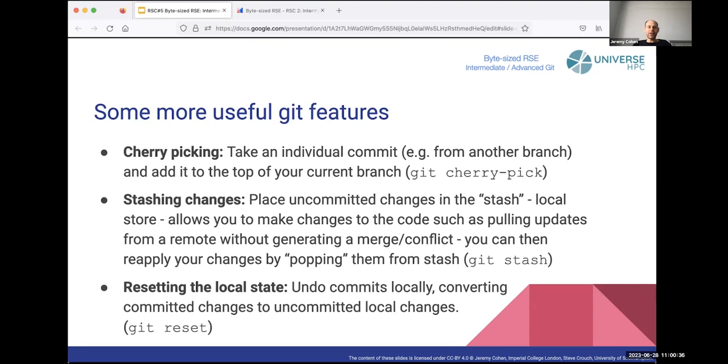What you can do is say git reset HEAD, and then use a tilde. So you can say git reset HEAD~1, which will take you back one commit, or HEAD~2 will take you back two commits. So you can effectively rewind your commits to a point where you then have just uncommitted local changes again.